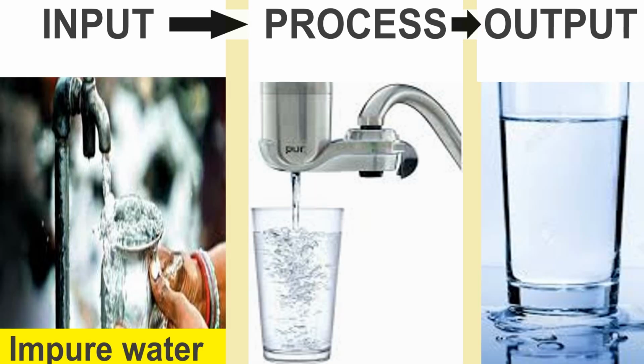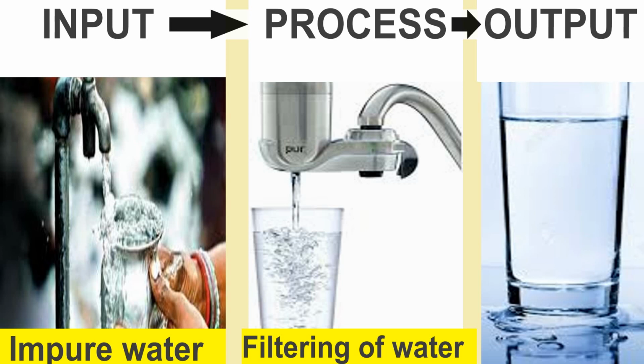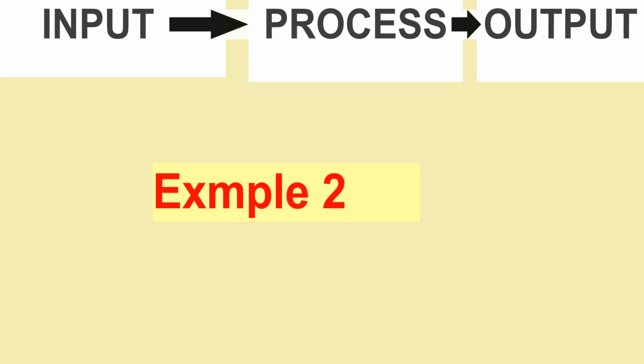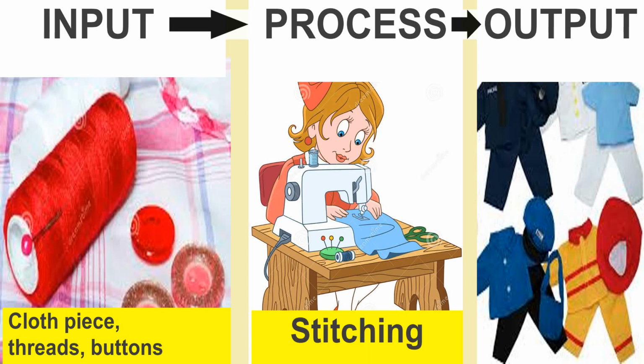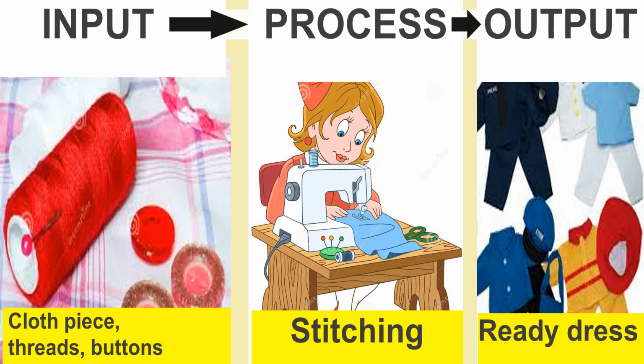Impure water is input to filter. Filtering of water is process. After process, we are getting pure water, that is output. In second example, cloth piece, thread, buttons are input to the tailor. Stitching is process. After stitching, ready dress is output.